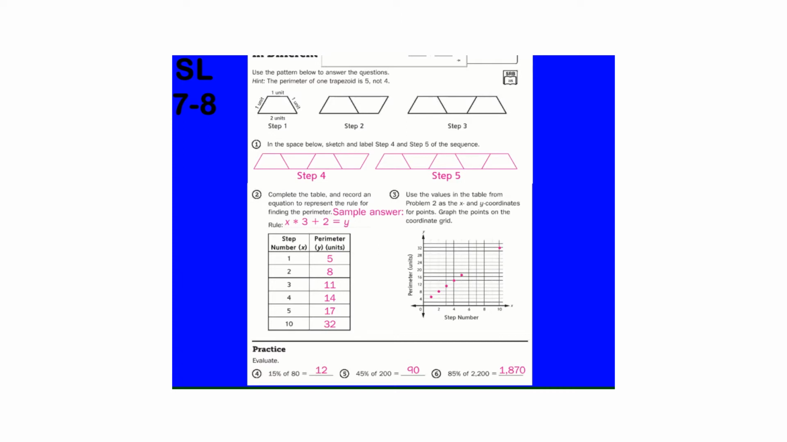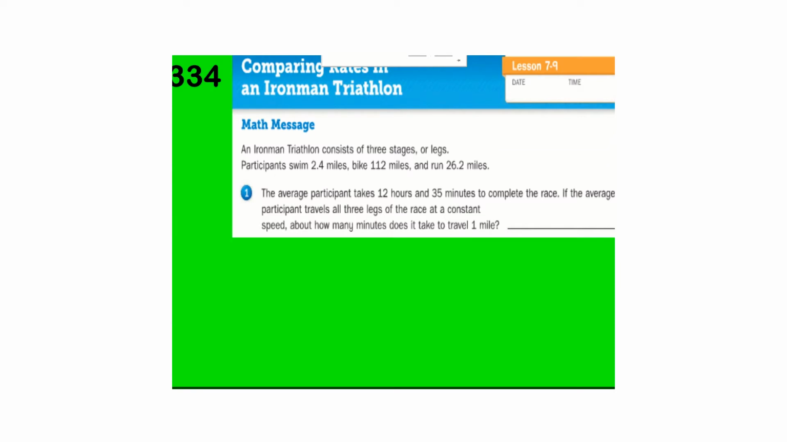And today's lesson. Page 334, comparing rates in a triathlon. The triathlon consists of 3 stages, or legs they call them: swimming, biking, and running. The average participant takes 12 hours and 35 minutes to complete the race. If the average participant travels all 3 legs of the race at a constant speed, how many minutes does it take to travel 1 mile?